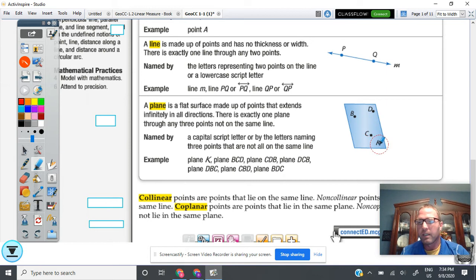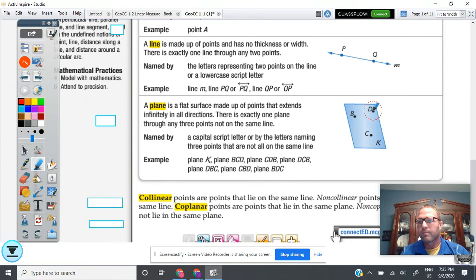To name a plane, the easiest way, just like with our cursive and our line, is a lowercase script letter. Uppercase means something different. That means it's the whole plane. Notice there's no dot or point around it. That, and it's also in cursive, means it's naming the plane. This is called plane K. Although it stops here, it does go on forever, just like the arrows signify that a line goes on forever.